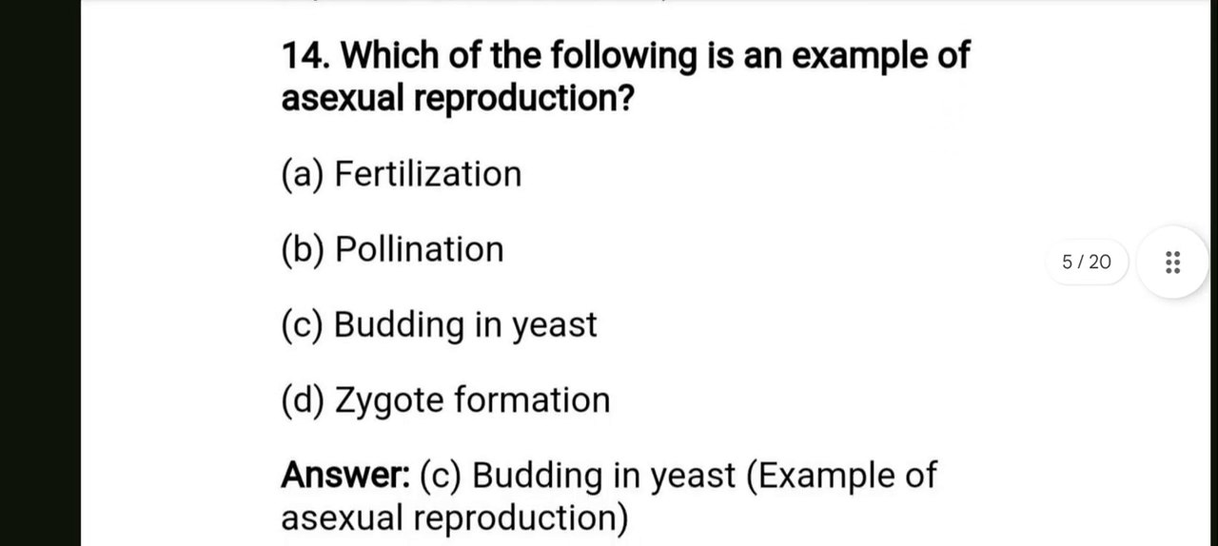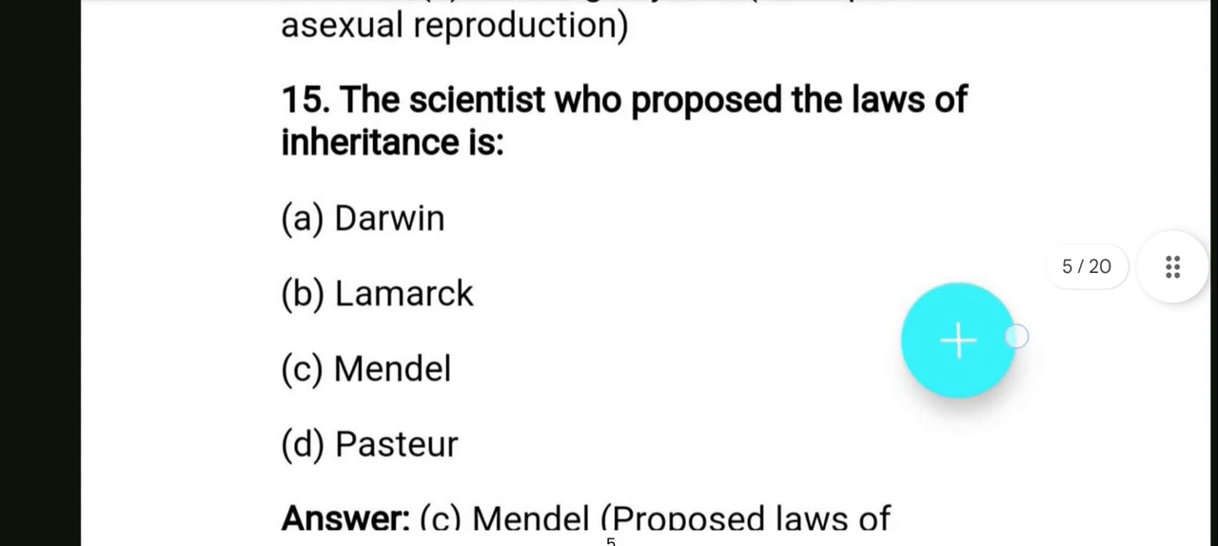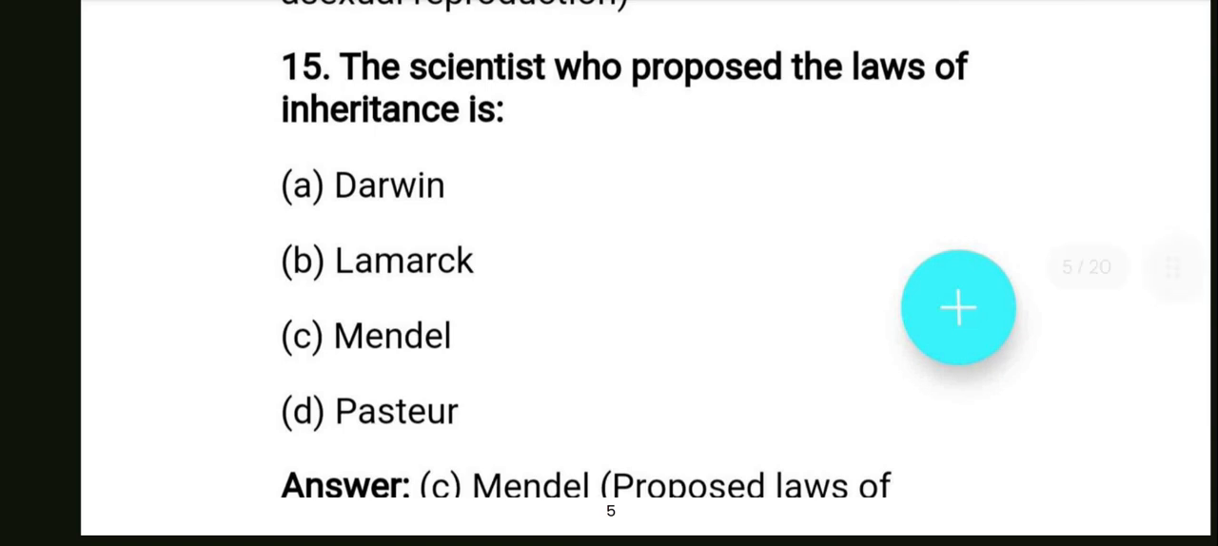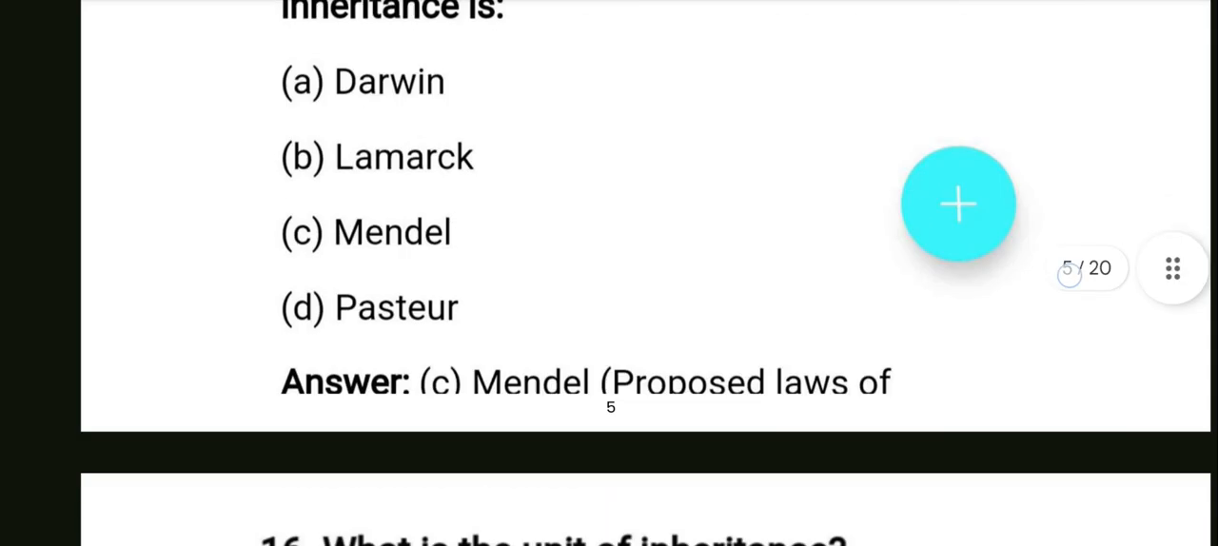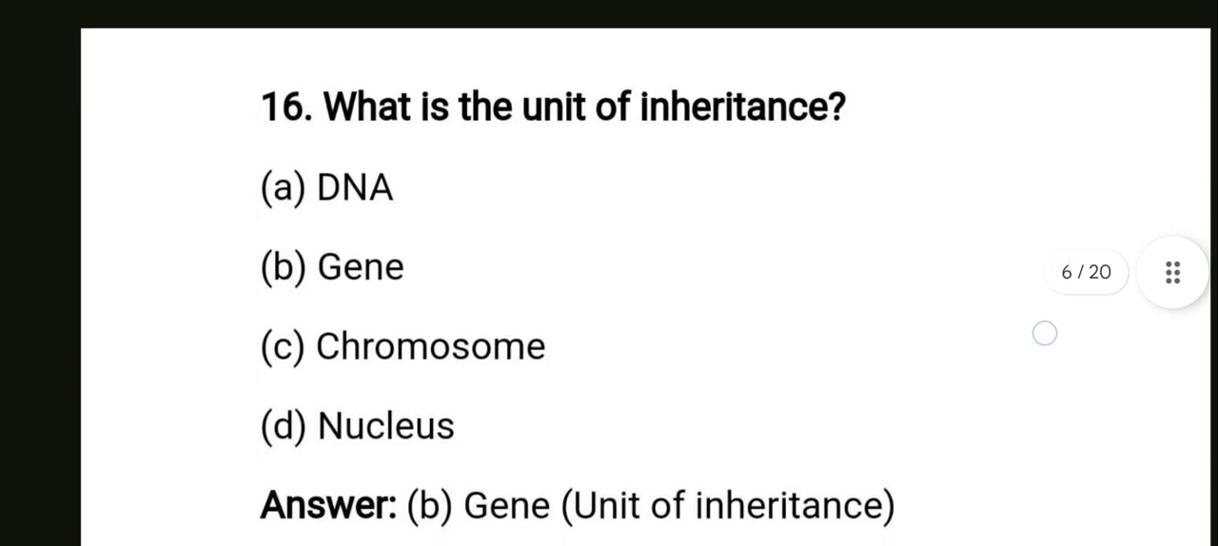Which of the following is an example of asexual reproduction? Option C, budding in yeast. Question number 5: the scientist who proposed the laws of inheritance. Option C, Mendel. What is the unit of inheritance? Option B, gene.